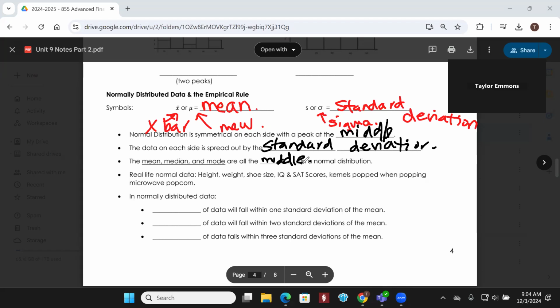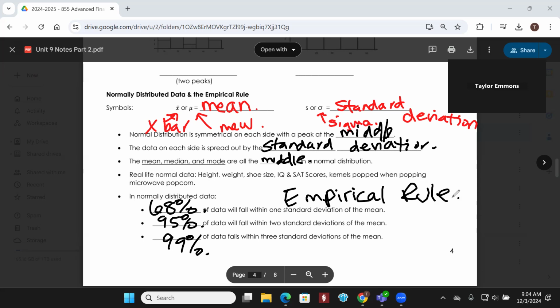All right. In normally distributed data, 68% of the data is going to fall within 1 standard deviation of the mean. 95% is going to fall within 2 standard deviations of the mean. And then 99% of the data is going to fall within 3 standard deviations of the mean. This is also known as the empirical rule, the 68, 95, 99 rule.